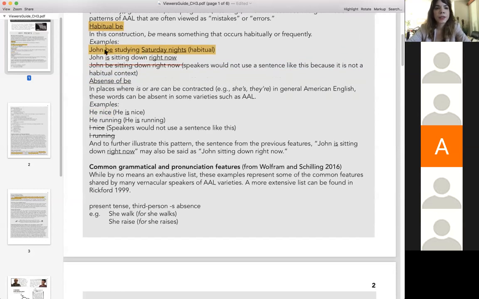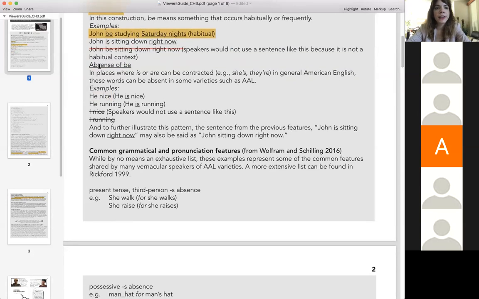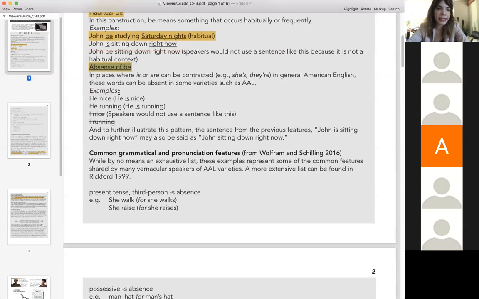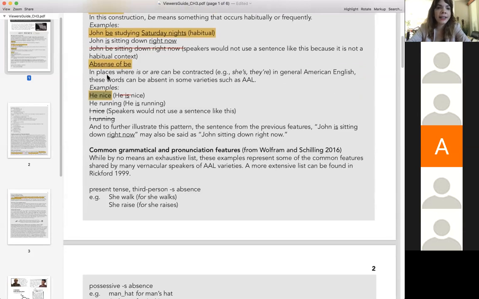Okay, so habitual. Another example is the absence of be. What is the absence of be? Well, be as a linking verb. So instead of saying he is nice, and tying this noun to an adjective in predicative position, we get rid of this is and we say he nice. So this construction is also found in African American English, and we don't need this linking verb for people to understand it.